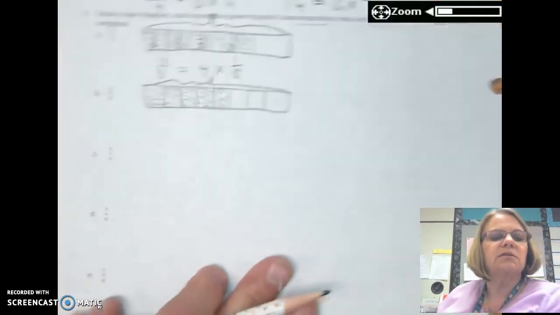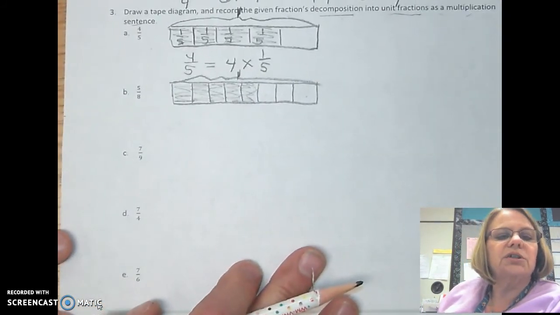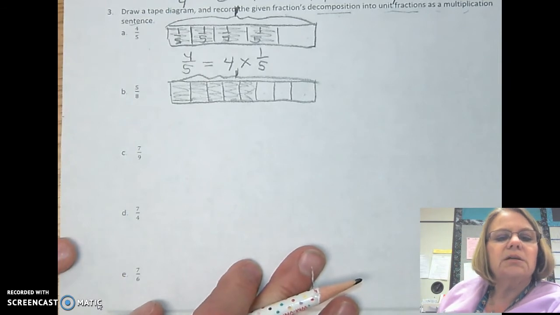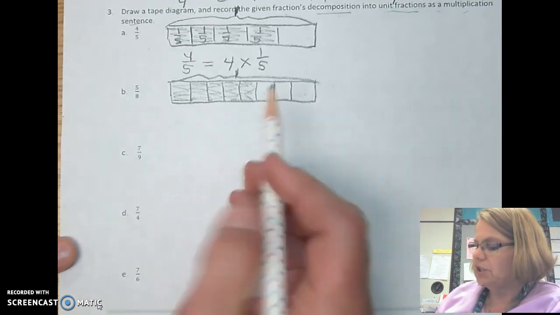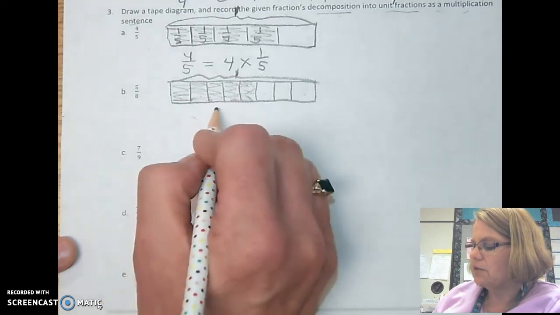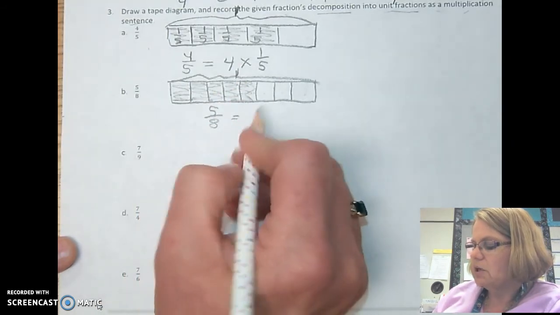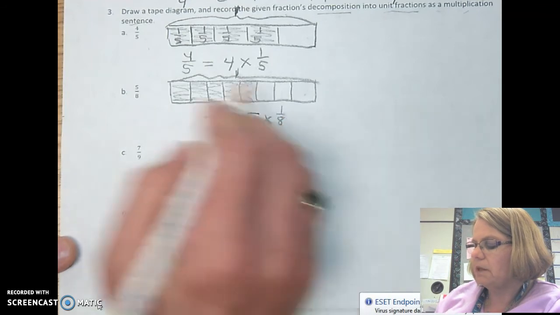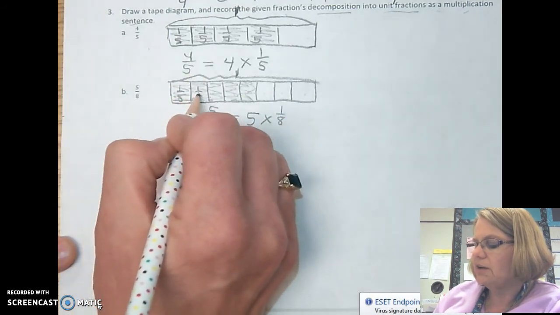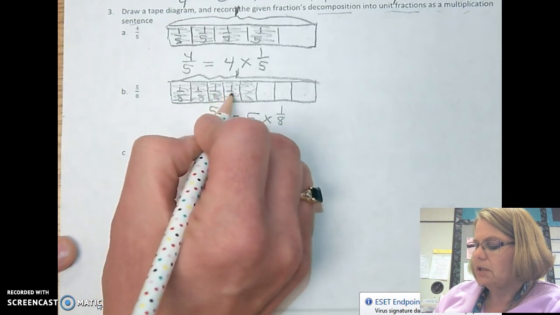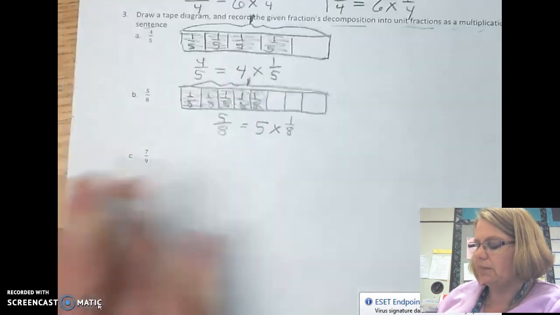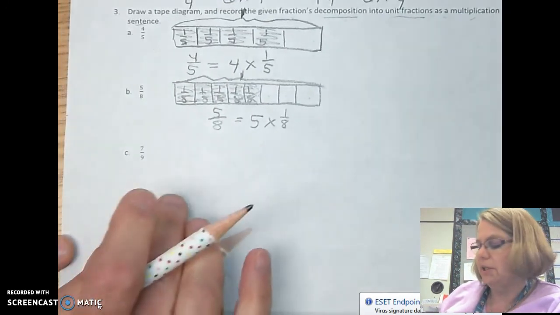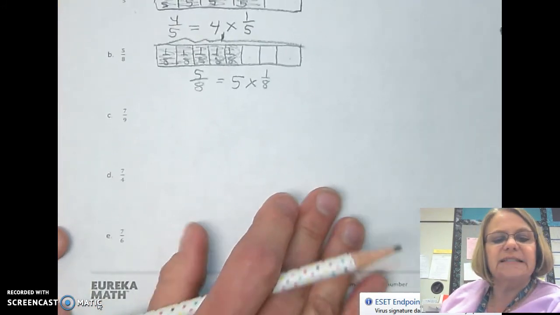Okay, I'm going to make this just a little bit bigger. Those fractions are a little hard to see. So we have 5/8 shaded in. 1, 2, 3, 4, 5. So 5/8 equals 5 times 1/8. Each one of these is 1/8, and we have 5 of them. So it is 5 times 1/8. Okay, I'm going to let you do C on your own. I'm going to move down to D.